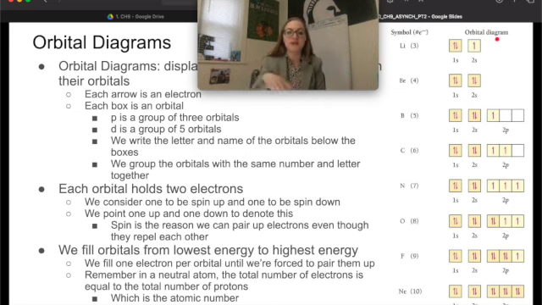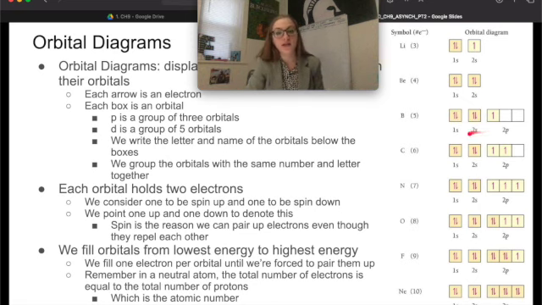Putting electrons in orbitals, I'm going to put electrons in a box. Remember that s is always just 1 orbital, but p is made up of 3. So I'm going to use 3 boxes for p, and 5 boxes for d, because a p is always made up of 3, a d is always made up of 5, but s is always just 1 box. We tend to write the number and letter of the orbital down below.